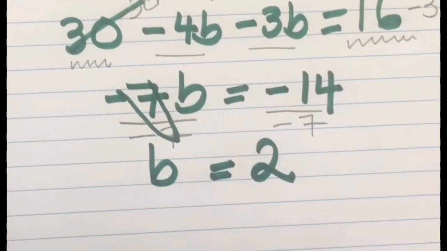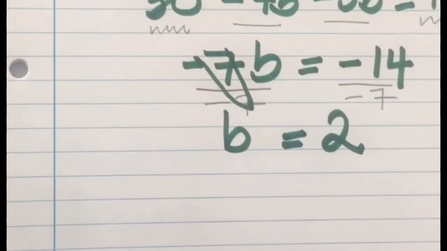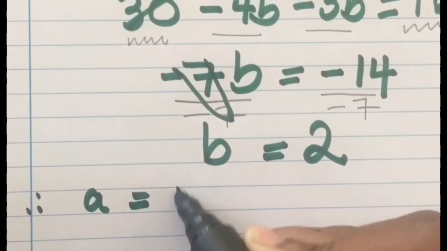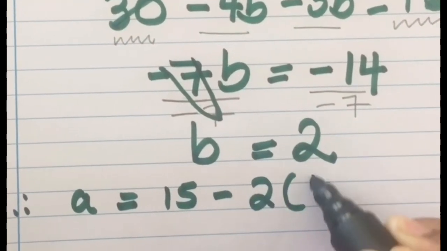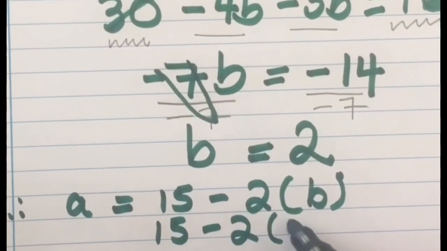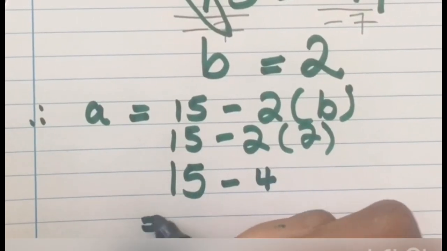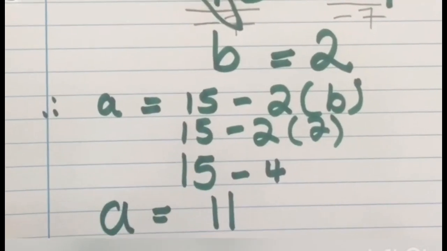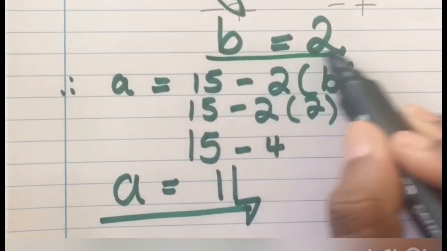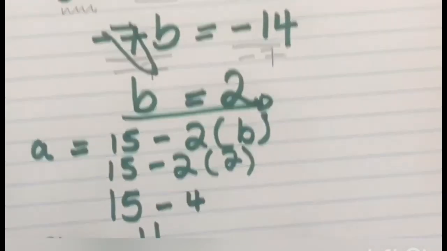So now that I know what b is, I can go back. Remember, a is equal to 15 minus 2 times the b I got, which is 15 minus 2 times 2, which means I have 15 minus 4, and that gives me 11. That implies that a is 11. So I have my two answers, b there, a there. So that's what we call substitution.